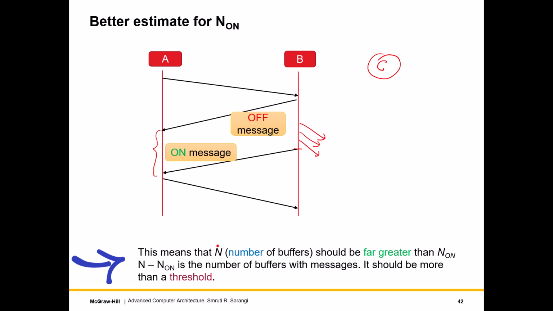So this means that n, which is the total number of buffers, right? So this is the total number of buffers at B. So we are only talking about B.